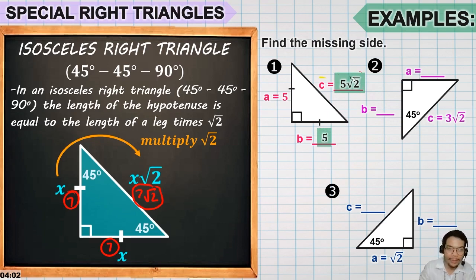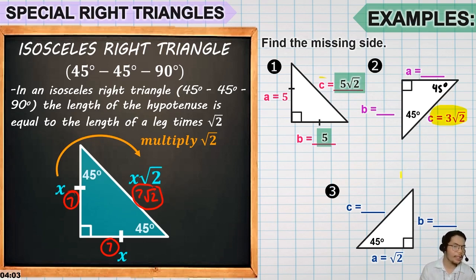O, sige, let's have another example. Let's proceed with number 2. On this given, first, you have to identify if isosceles right triangle ba ito, o 45-45-90 ba siya? Tignan natin. One of the acute angles is 45. So, we can already say that this is an isosceles right triangle because the sum of the acute angles is gonna be 90. So kung 45 to, 45 din yung isang angle. So it's gonna be a 45-45-90 triangle. That means we can apply the given property. But on this given, binigyan naman tayo ng value ng ating hypotenuse and it is equal to 3 square root of 2.